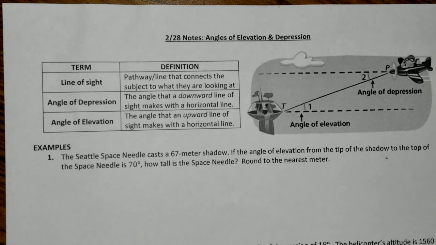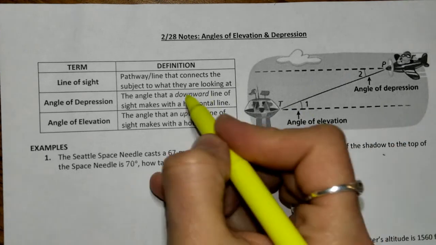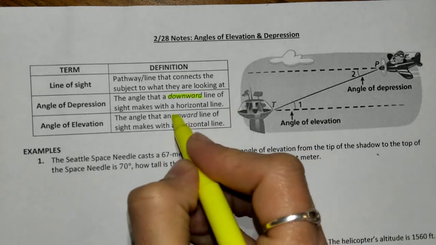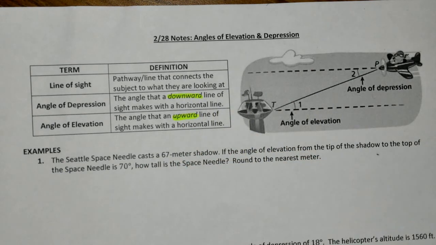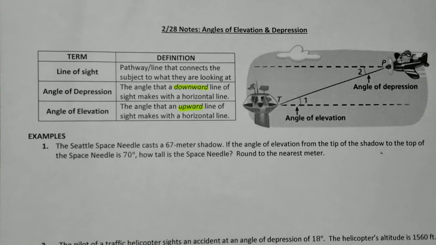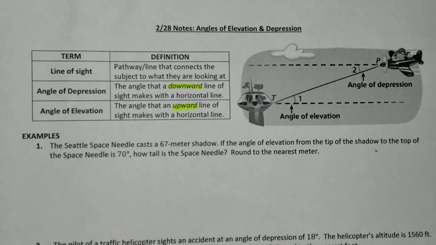Your angle of depression is going to be the angle that goes downward from that line, and your angle of elevation is going to go upward. Think about elevation, elevator. I know they go both directions, but when you're talking about elevation, you're talking about the height, how high up, so you're going to go up. If you think about the word depression, it means down, like when somebody's feeling a little depressed or feeling a little down, so you're going to be going from that horizontal line downward.